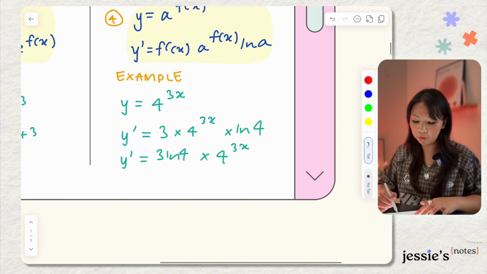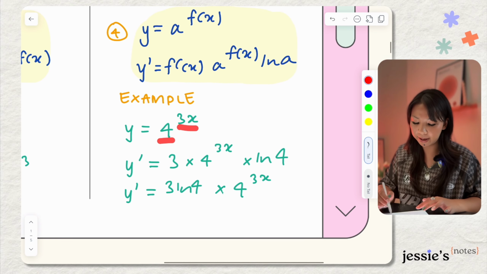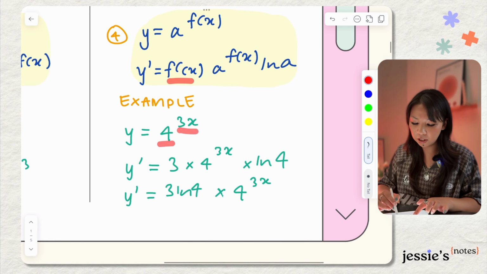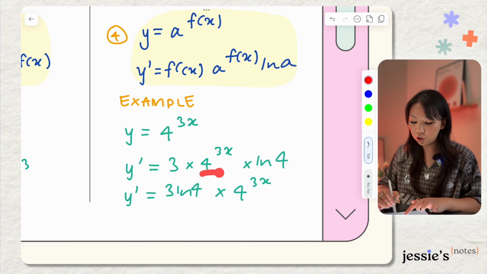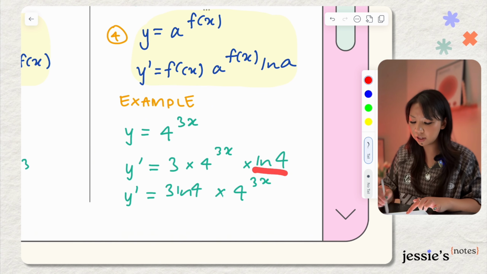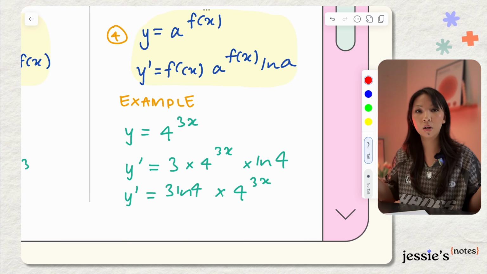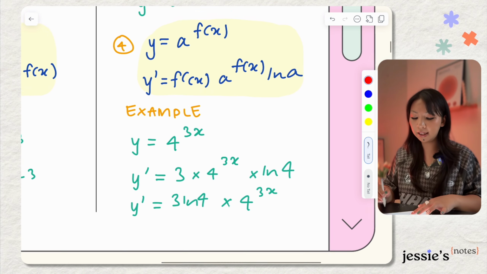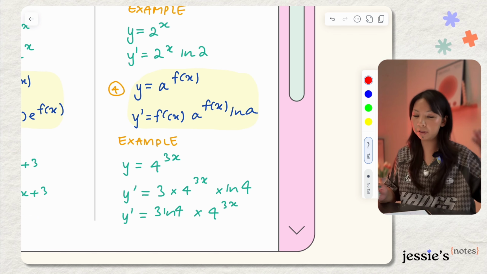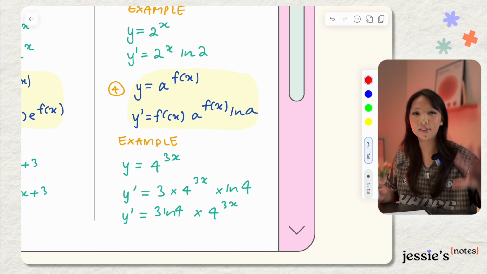So I'll show you an example. If we had 4 to the power of 3x, the first step here is you take the derivative of the power. So the derivative of 3x is going to be 3. You copy and paste, and then you take the ln of the base. That's it. Beautiful. The hard thing though is just committing that to memory, but keep doing it, keep doing it, keep doing it, and then you got it.